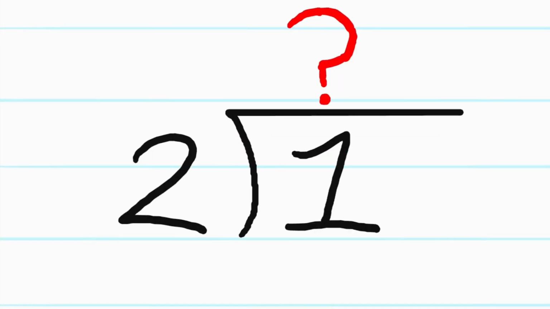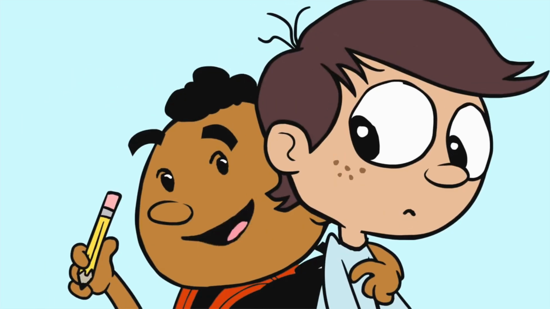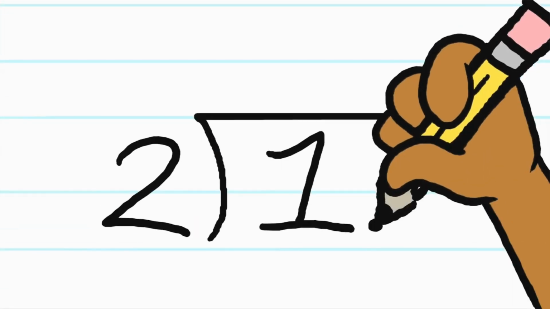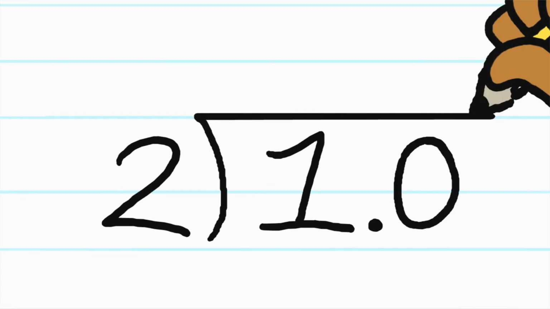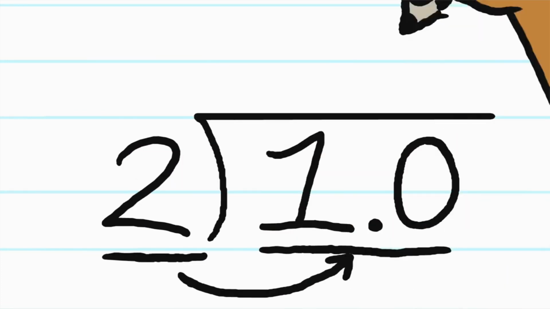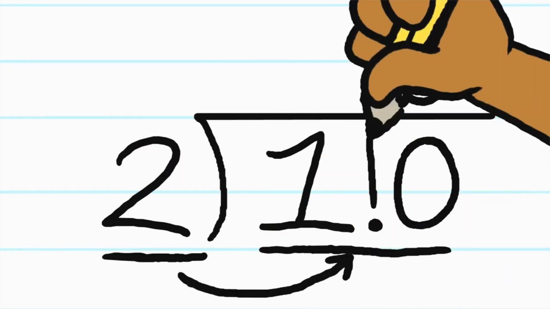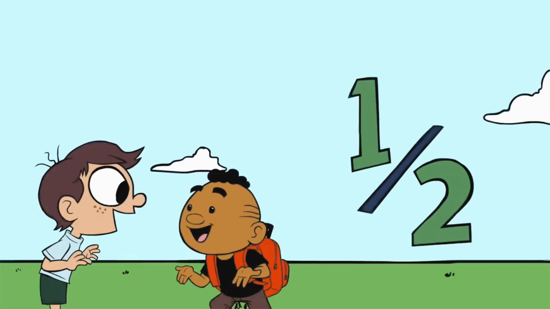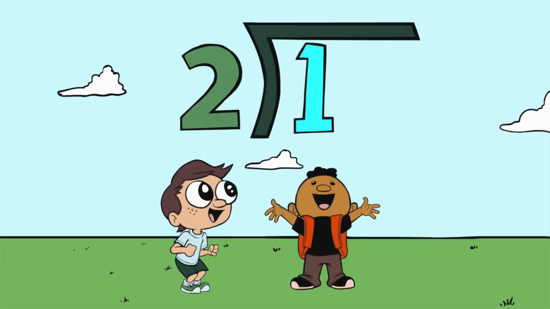doesn't go into one. He said, listen, here's what you need to know. Just write a decimal point followed by a zero. And you know 2 goes into 10 5 times. Then the decimal point rises above the line.